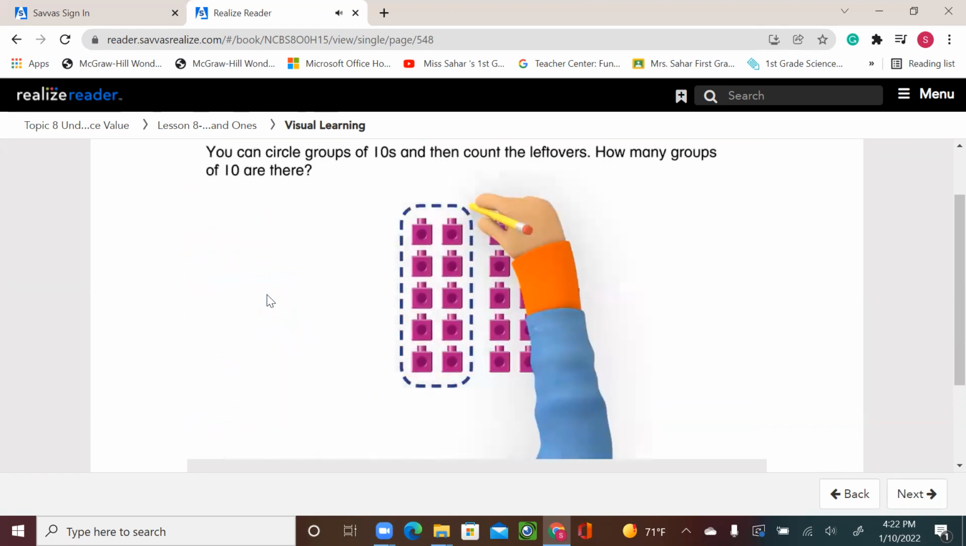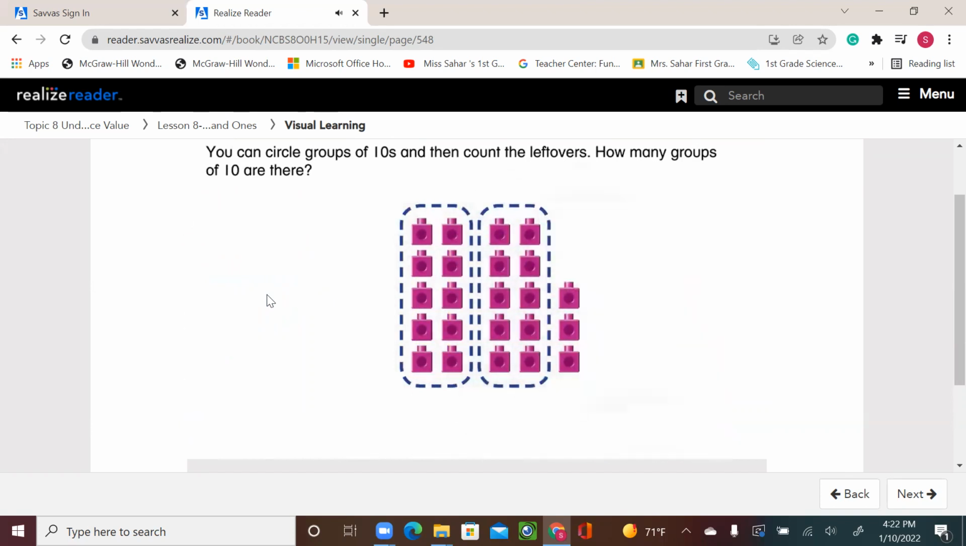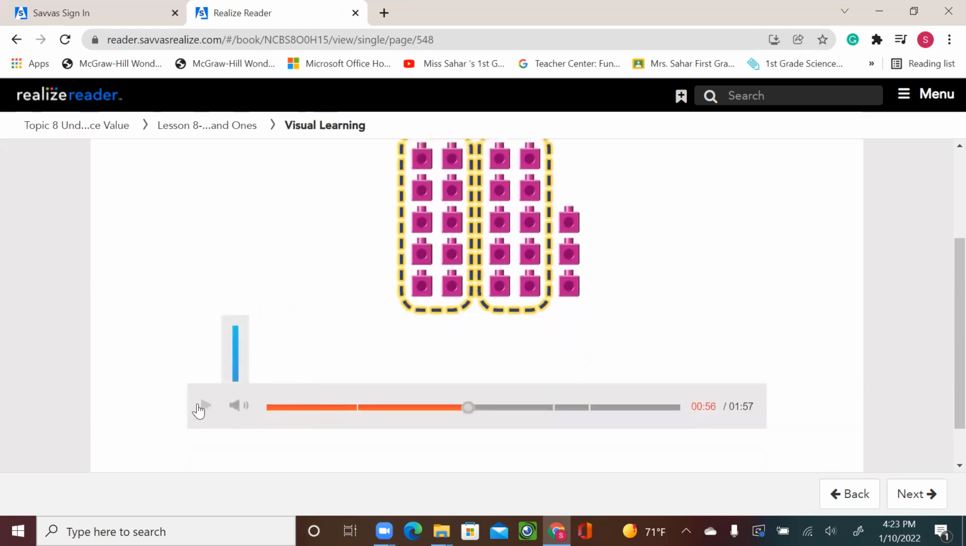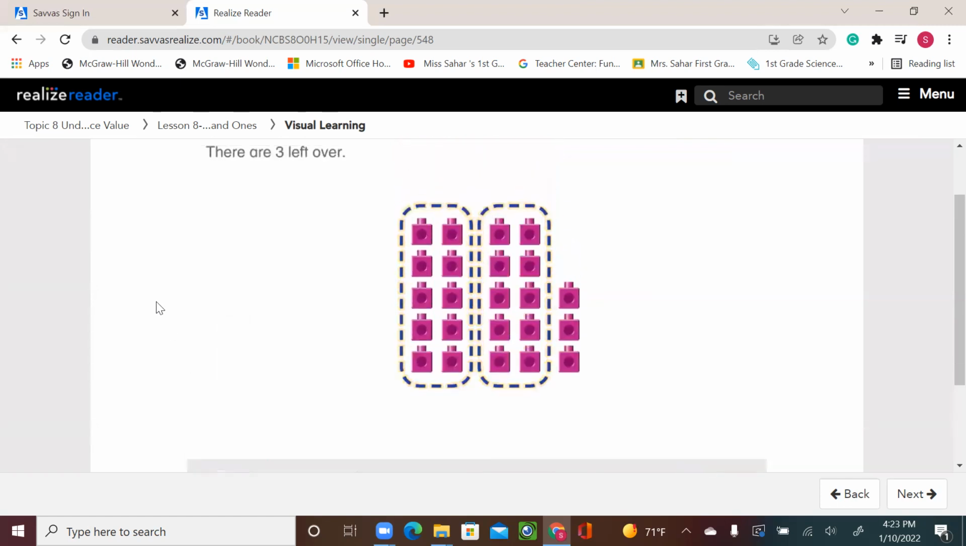You can circle groups of 10s and then count the leftovers. How many groups of 10 are there? There are 2 groups of 10. How many are left over? 3. 1, 2, 3. There are 3 left over.